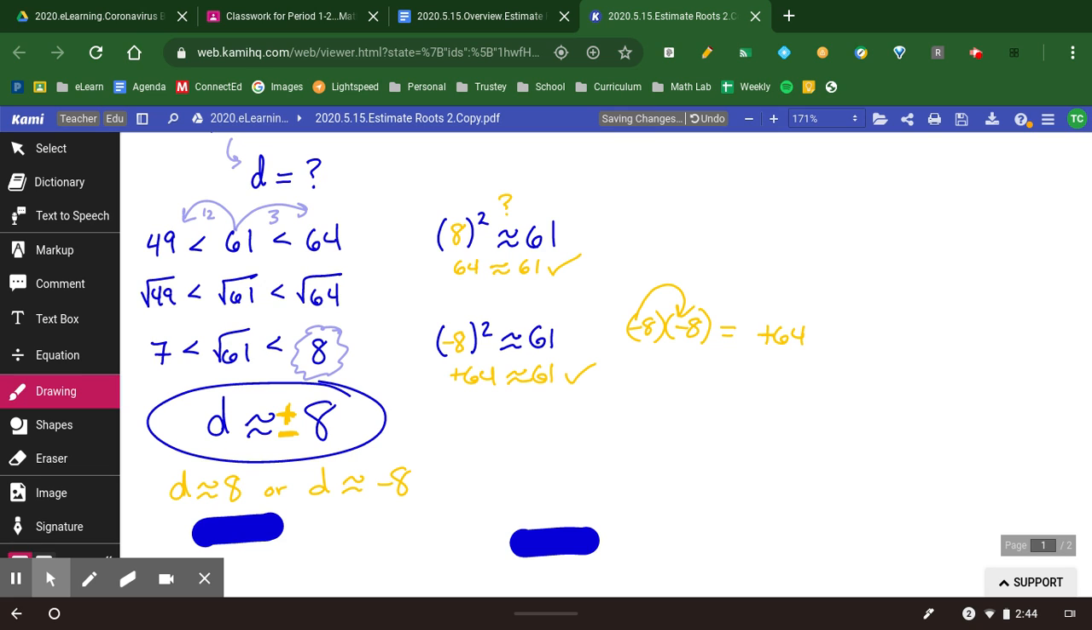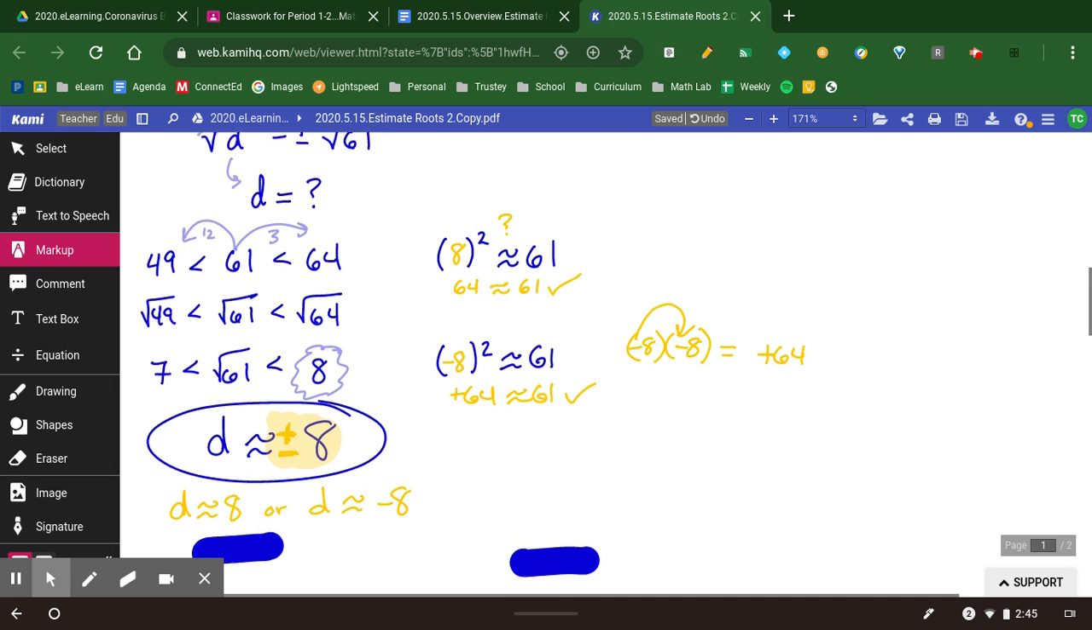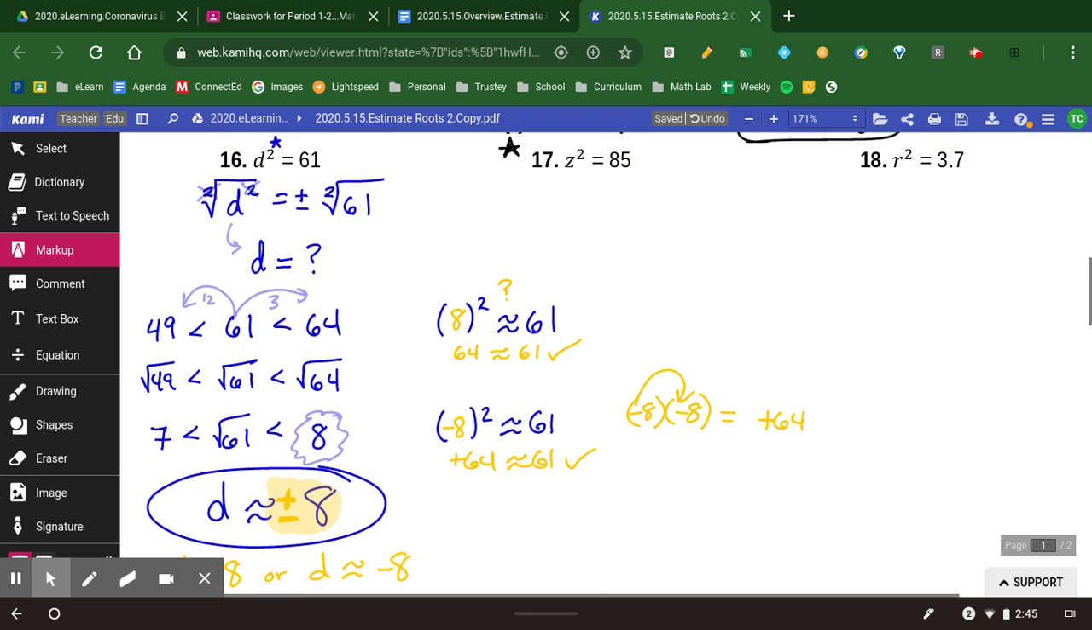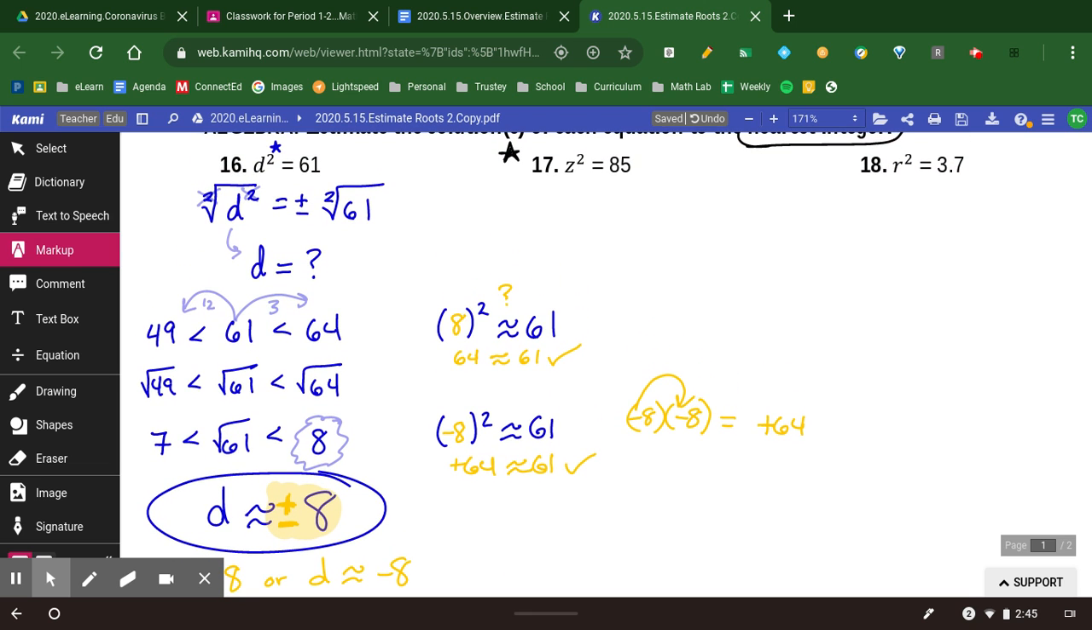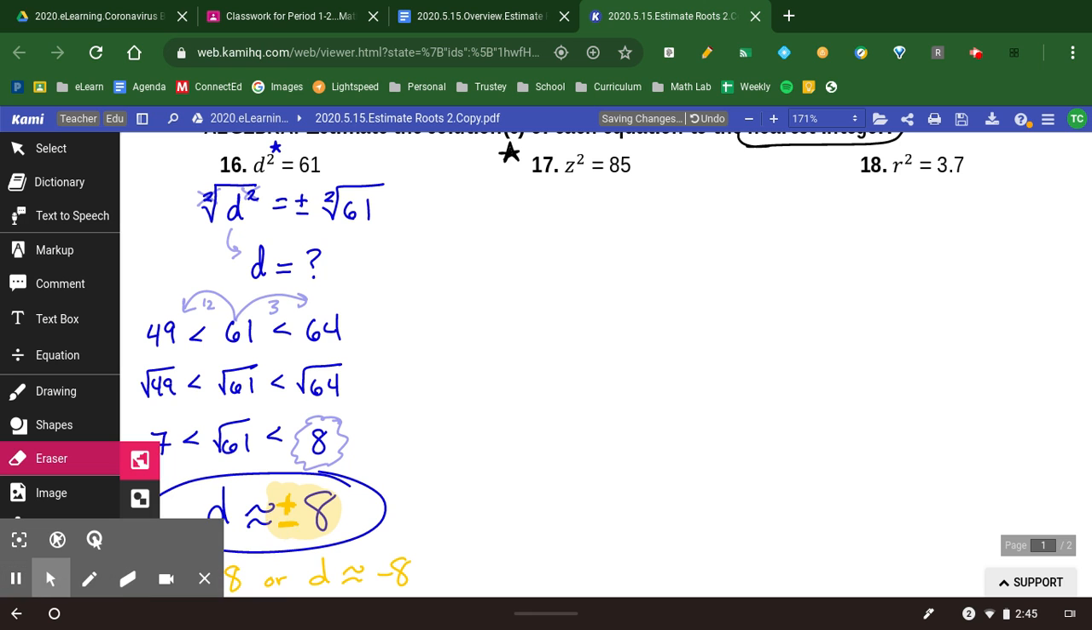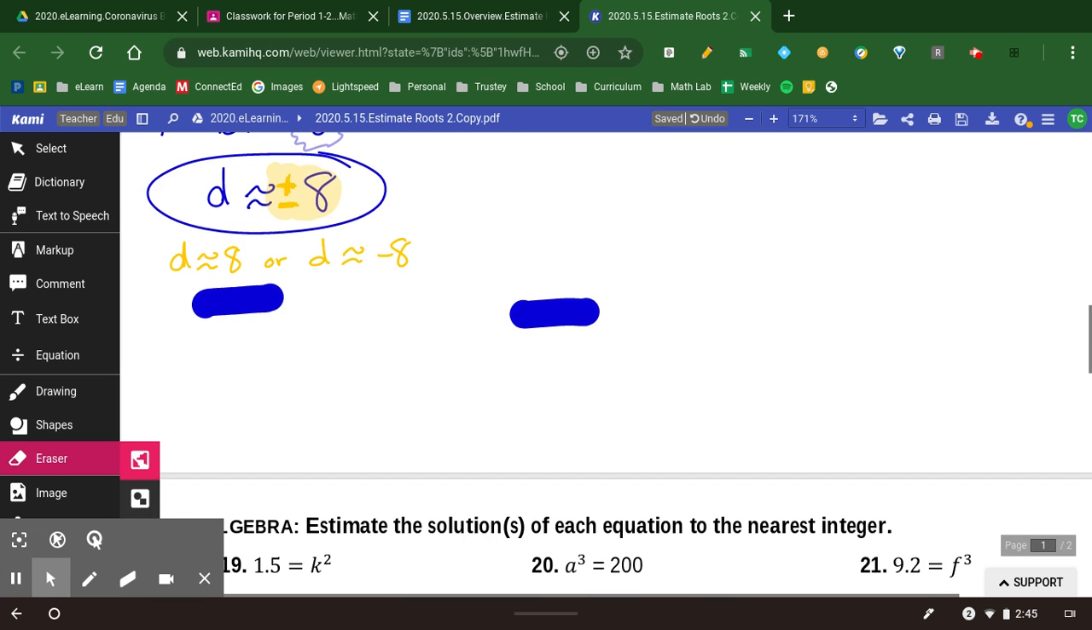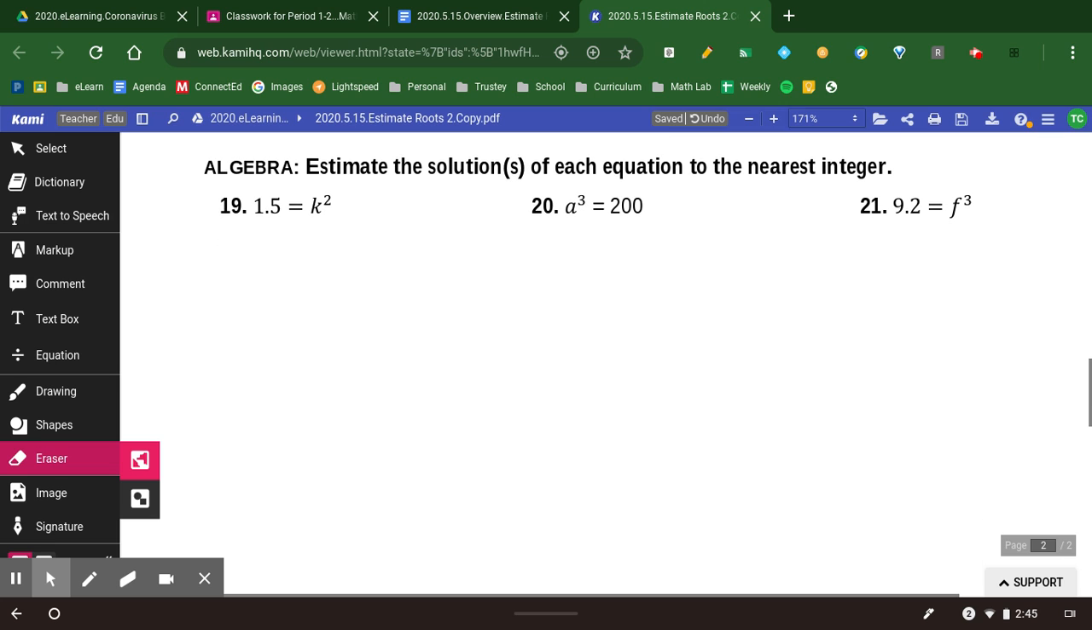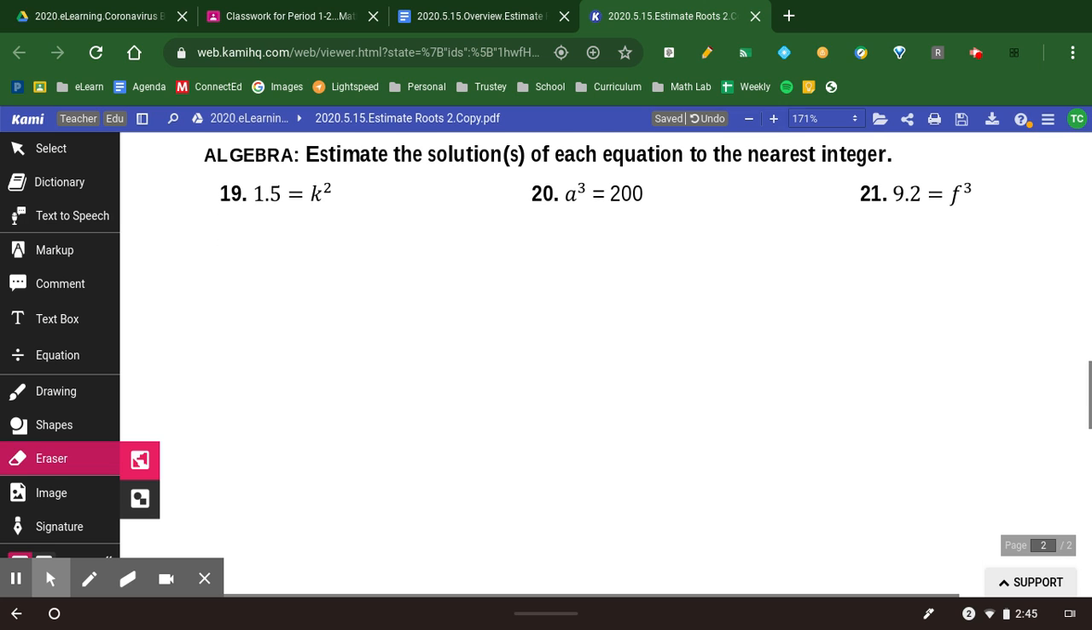Mathematicians like to write things in an efficient manner, which is why many of us will simply put that plus or minus in front of the 8. So, turns out there are 2 solutions here. I want you asking yourself, will there also be 2 solutions to the following problems, 17 and 18? Meanwhile, I'm going to carry on to the back side and do another example, same directions, estimate the solution of each equation to the nearest integer.